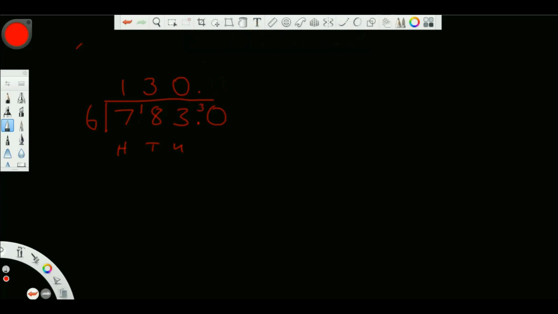Now the question is, how many 6s in 30? Well, there are 10 6s in 60, so there must be 5 6s in 30, so the answer is 5, and we have a perfect answer. How many 6s in 783? 130.5. There you go.